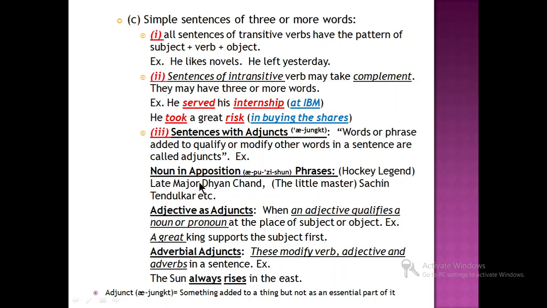Noun in apposition phrases. क्या मैं गलत हूं? मेजर ध्यानचंद जी के बारे में बहुत लोग जानते होंगे. I am sure most of you know Major Dhyan Chand ji, who was known as a very great player of hockey.